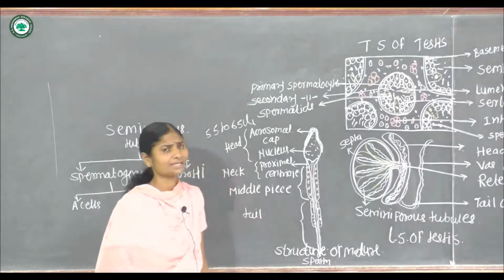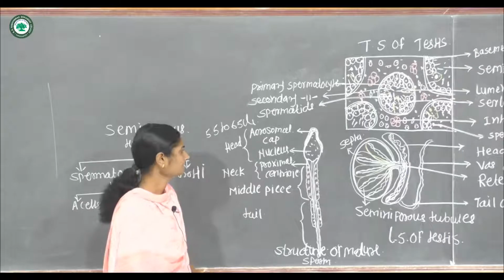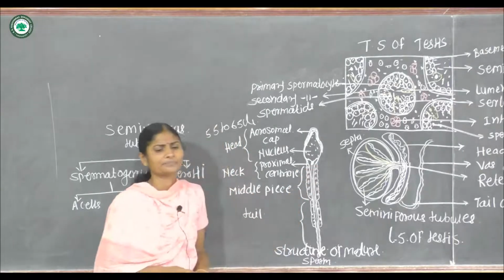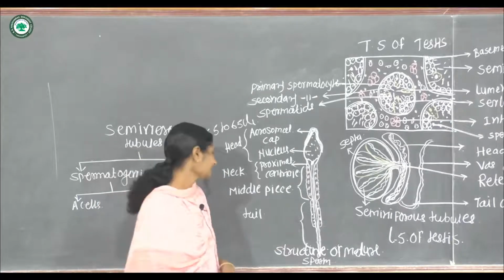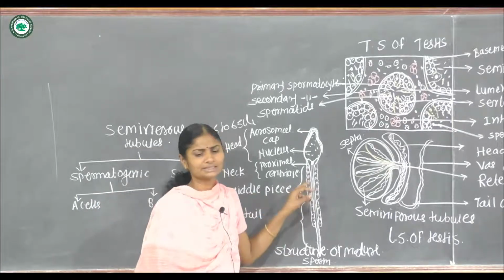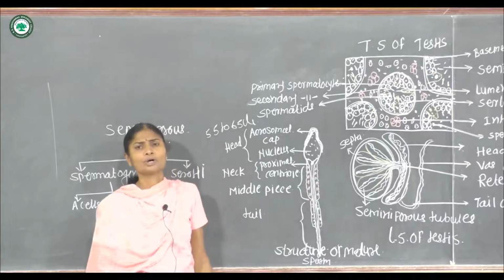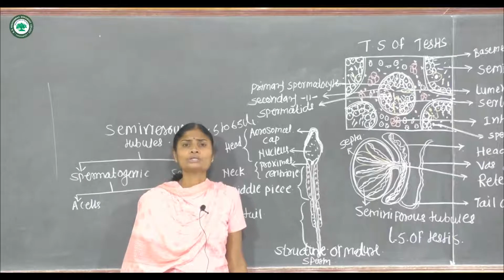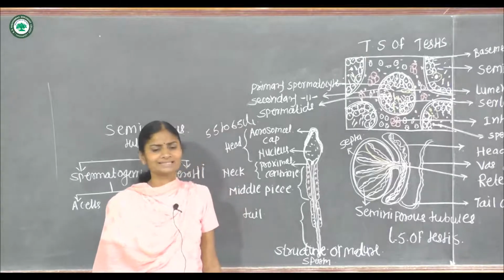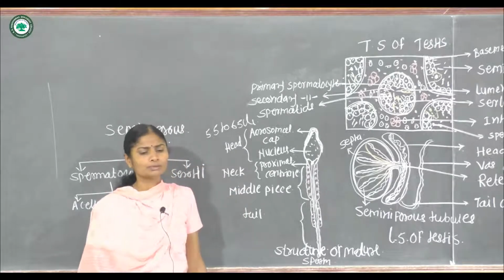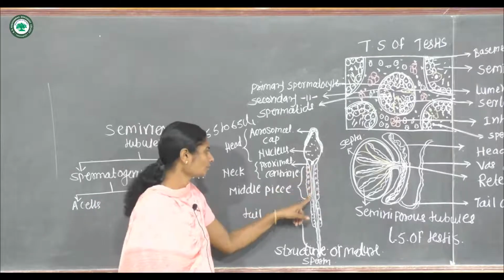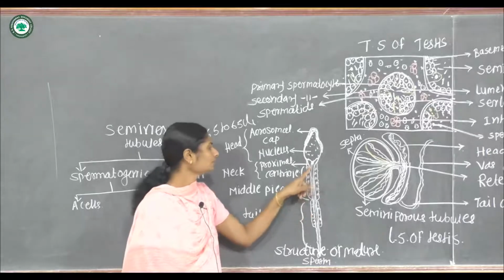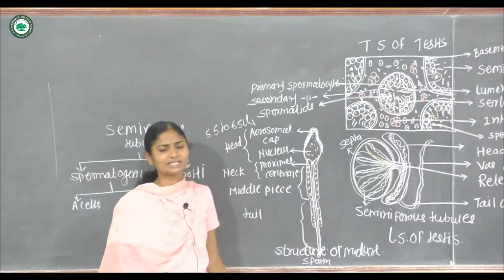The proximal centriole is present in the neck region. The next part is the middle piece. This middle piece is about 5 to 9 micrometers in length and about 1 micrometer in width. It has a core with the typical structure of a flagellum.